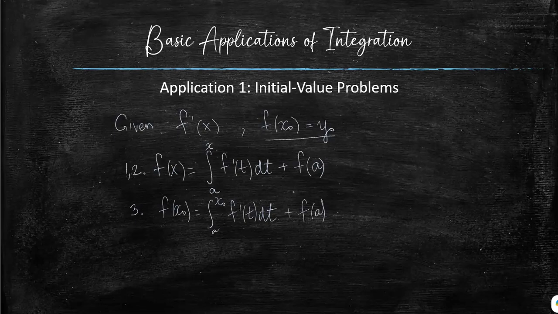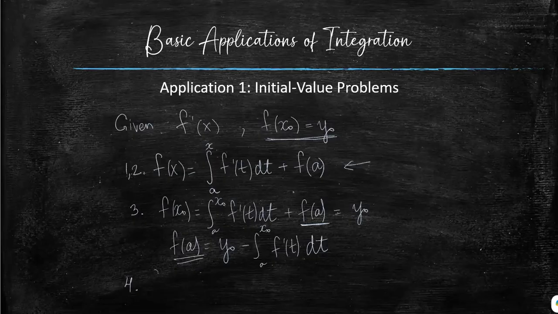We're going to set it equal to y0, and we're going to solve for f of a. f of a will be equal to y0 minus the integral from a to x0 of f prime t dt. This is the constant that makes this antiderivative satisfy this condition. So in the last step, we just have to replace the constant in the general antiderivative with what we found it to be. So instead of writing f of a, I'm going to write plus y0 minus the integral from a to x0 of f prime t dt.